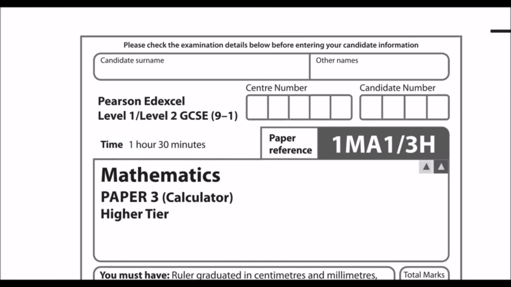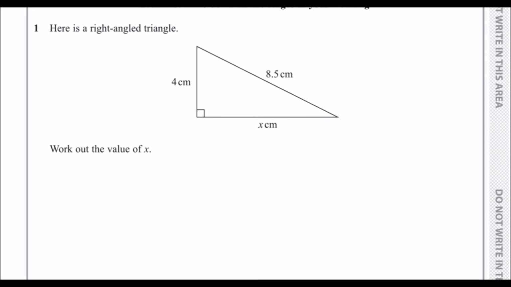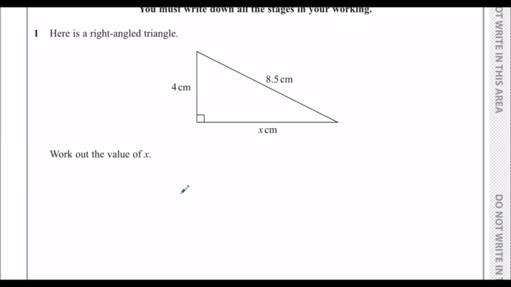This is the Edexcel June 2022 paper 3 higher tier, and it's a calculator paper. Question 1, we have a right angled triangle. We need to work out the value of x. So we're using Pythagoras. We've got 3 lengths in the question.